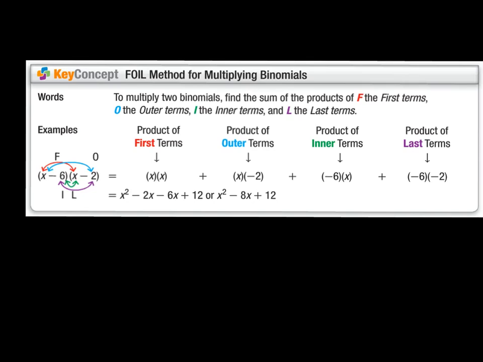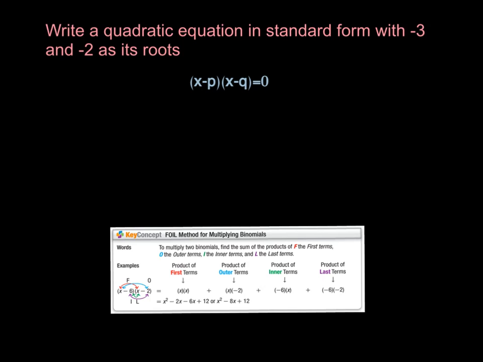Here's a key concept about the FOIL method for multiplying binomials. Pause the video and take a second to write this down. It is very important that you write this down. If you notice that we're using colors here, you might want to use different colors to help color code your notes. So let's take a look at an example here.